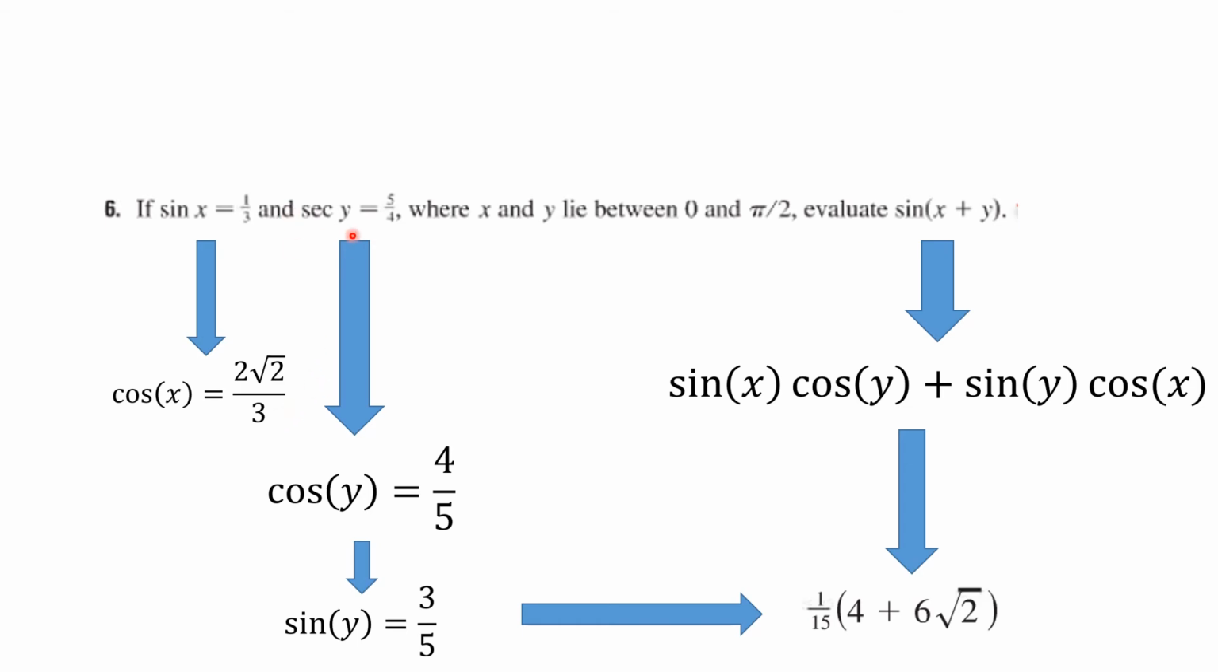The secant of y, if that is 5 over 4, you know that the cosine of y is 4 over 5. And by the Pythagorean identity, you know that the sine of y is 3 over 5. And so you combine these facts with this fact, and you get this answer. There are no ugly numbers, just like there are no ugly babies. And this is your exact answer without a calculator.